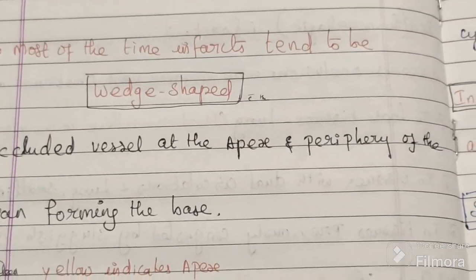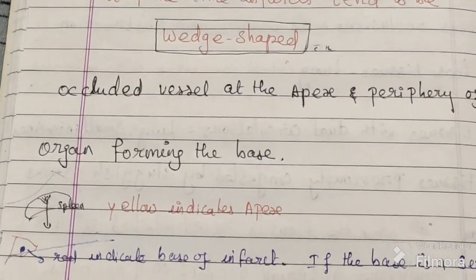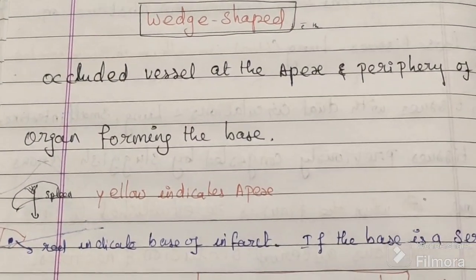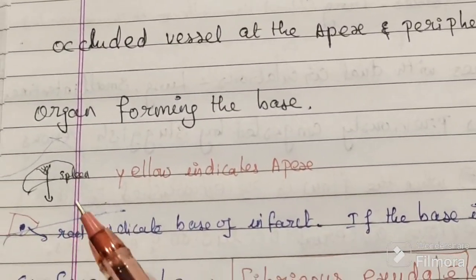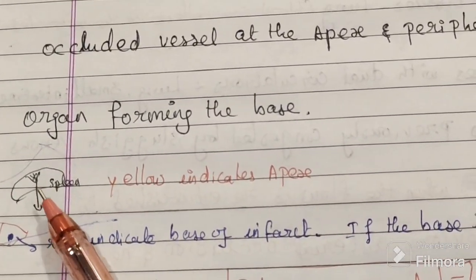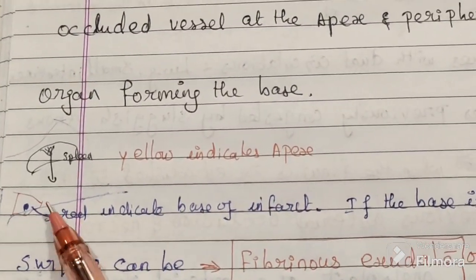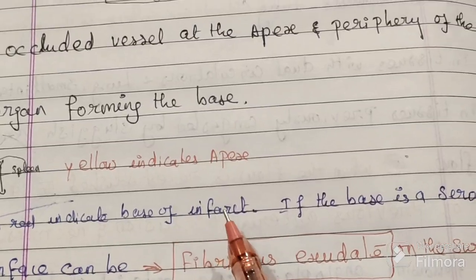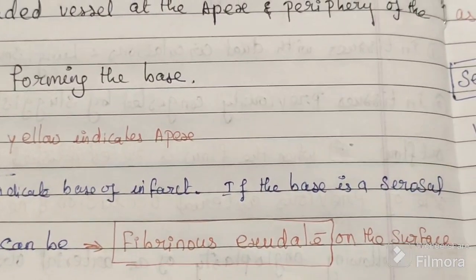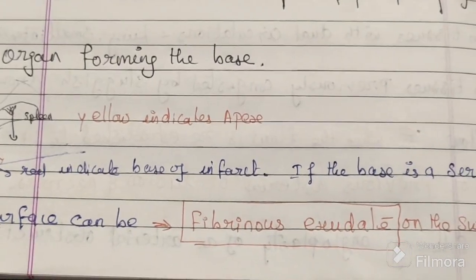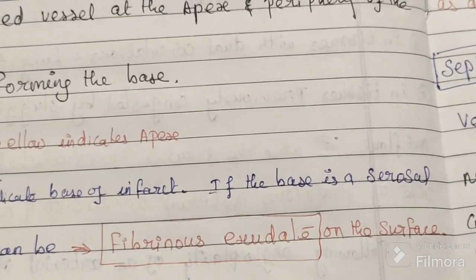Occluded vessels are at the apex, and the periphery of the organ forms the base. That diagram is attached. This one is the infarct in the spleen. The yellow color indicates the apex, and the red color indicates the base of the infarct. If the base is a serosal surface, there can be fibrinous exudates on the surface.